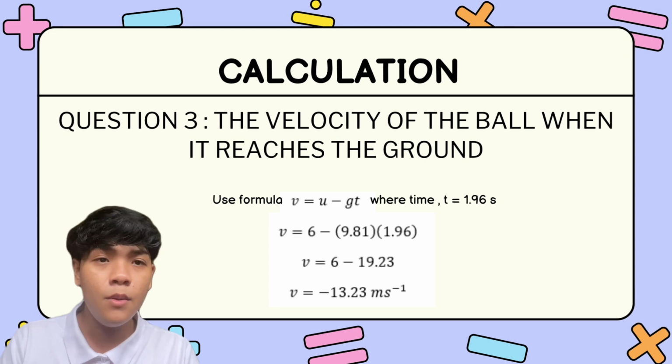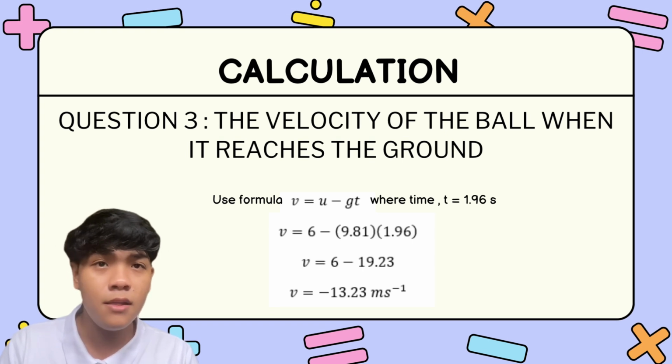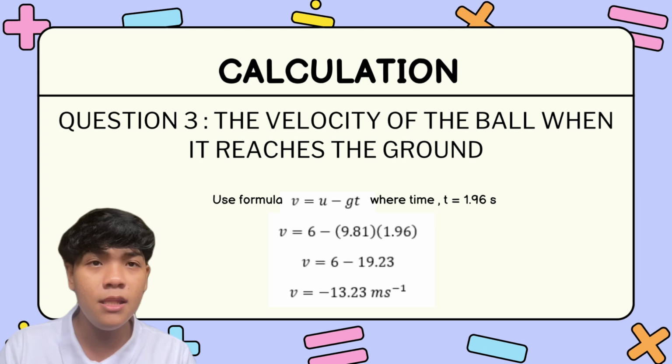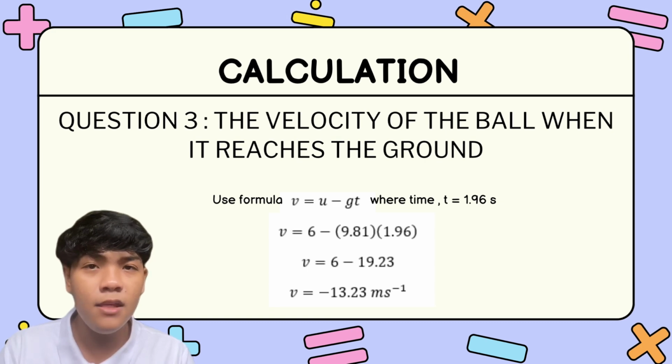Assalamualaikum. I will continue to question 3. The question is, what is the velocity of the ball when it reaches the ground? For this question, we can use the first formula, which is V = U - GT. From the question before, we already got the time for the ball to reach the ground, T = 1.96 seconds. So we can insert that into this equation: V = 6 - 9.81 × 1.96. We calculate that, then we get V = -13.23 meters per second.